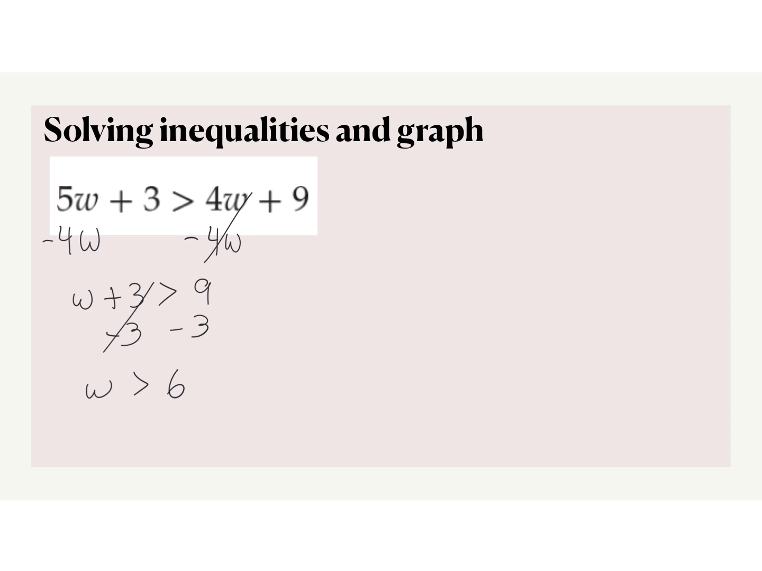Now, great, we have w is greater than 6. Now, to draw it on the number line, we draw a line, 5, 6, 7. An open circle at 6 and to the right, because they're telling us that w is going to be greater than 6. So we have to draw the arrow towards the bigger number.